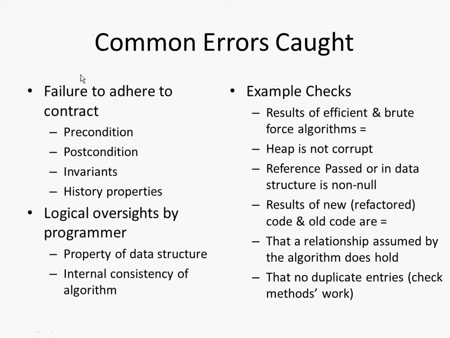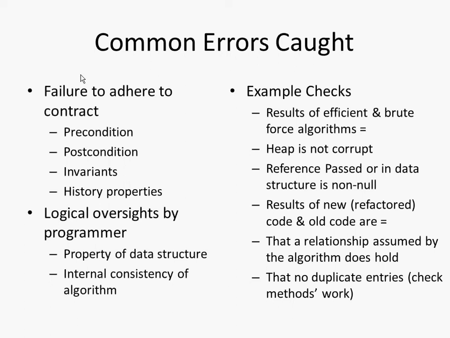It's going to be checking often things that are subject to logical oversights, or maybe a property of the data structure, the fact that all elements of this vector have to be negative or something like that. Or it may have to do with the internal consistency of the algorithm. Now, ladies and gentlemen, as you go on in computer science, you'll find that you're going to go on to take classes, for example, where you're figuring out clever, efficient ways to do something.